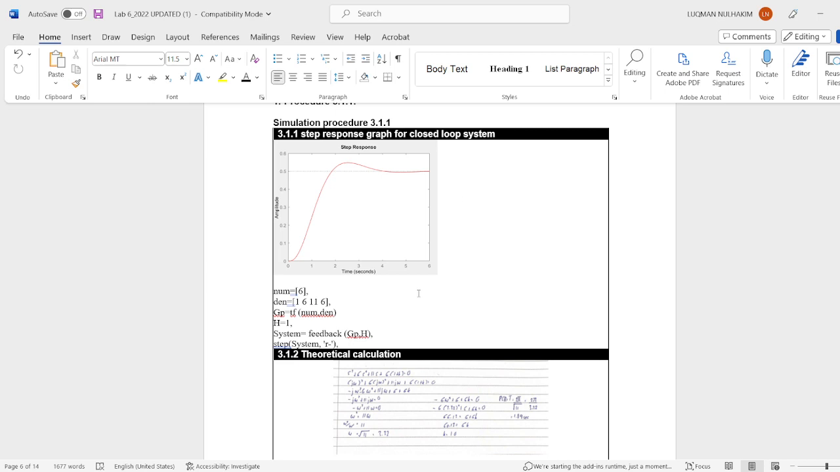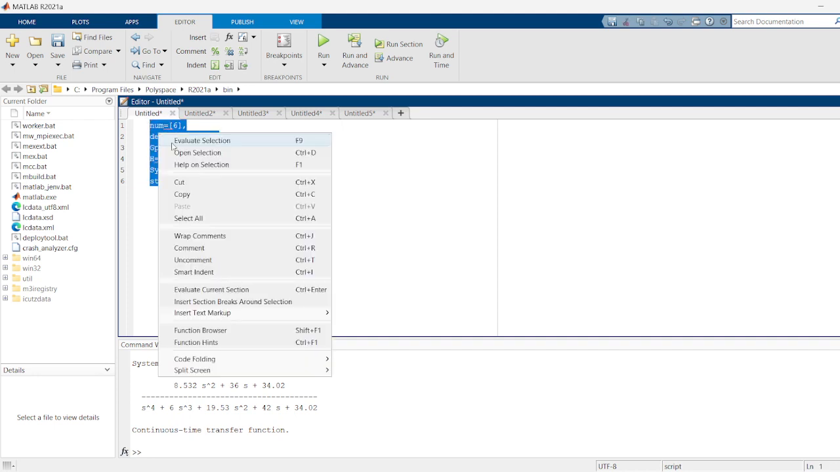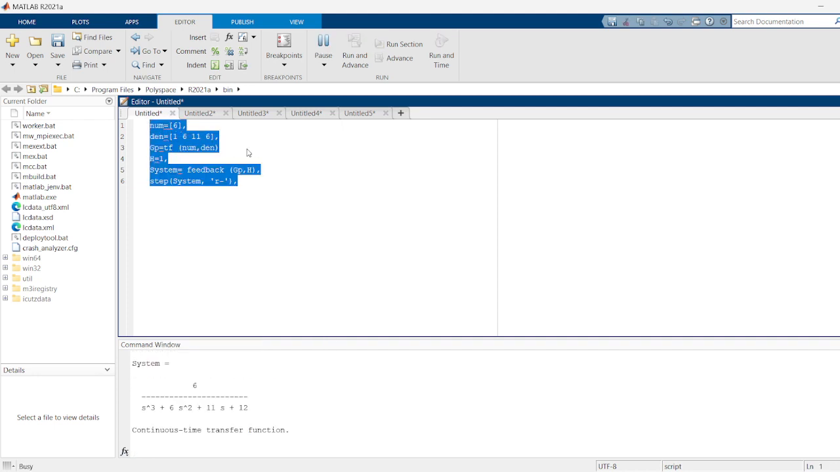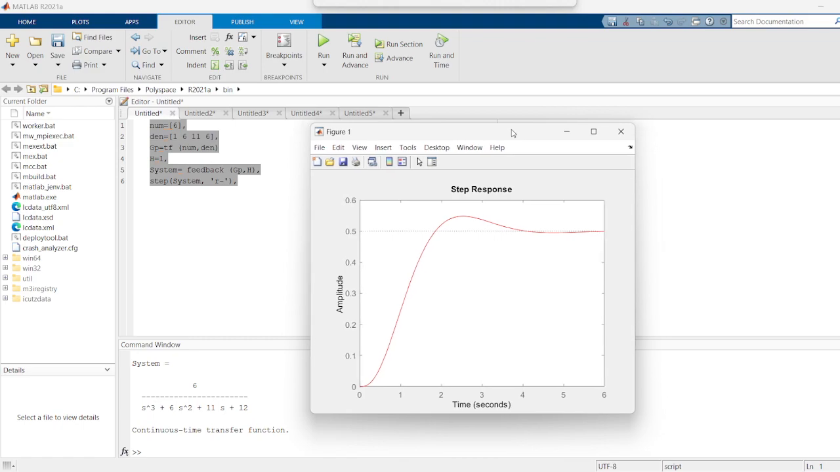So we use this code to plot this graph for the closed loop system. Okay, this is the coding. So we evaluate, and we will get the graph. So this is the graph for this closed loop system.